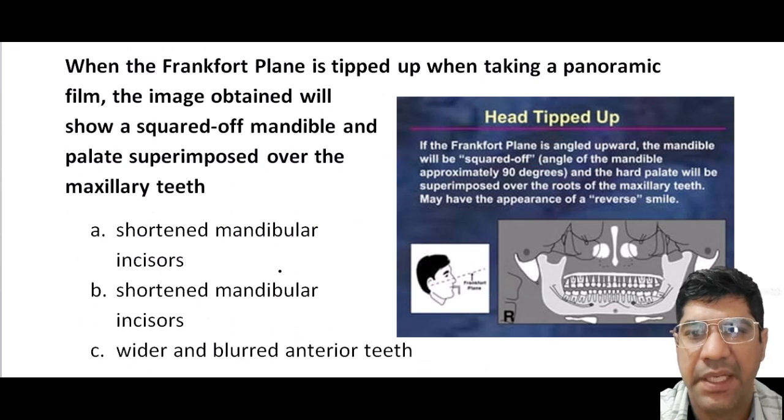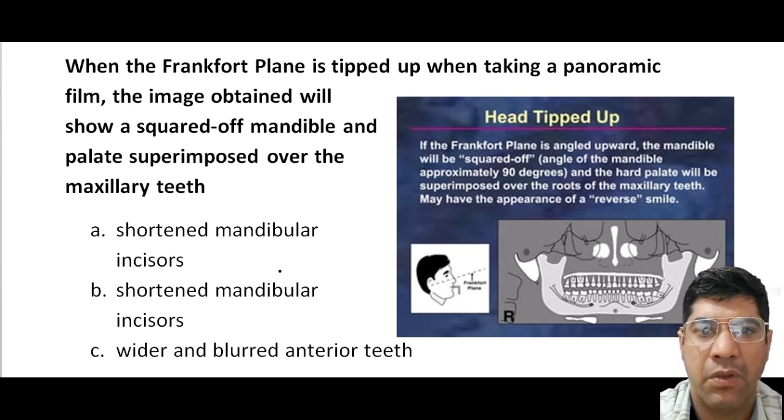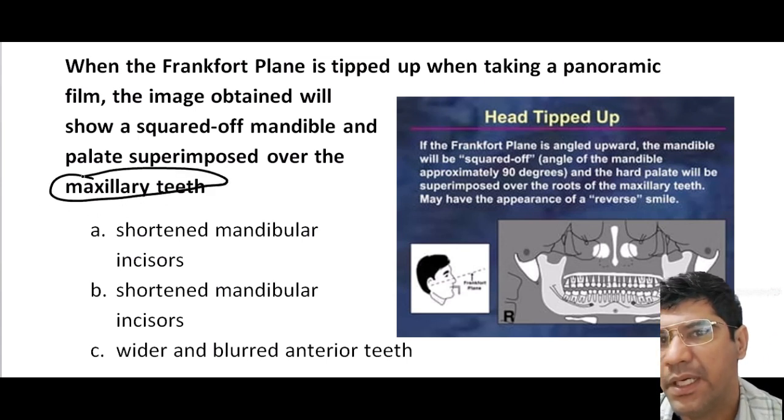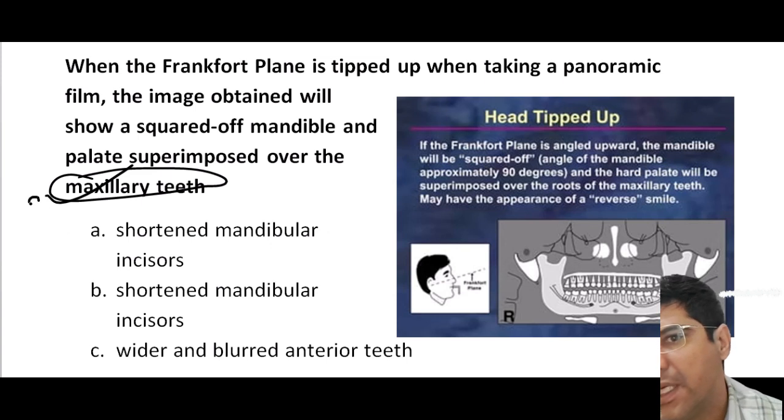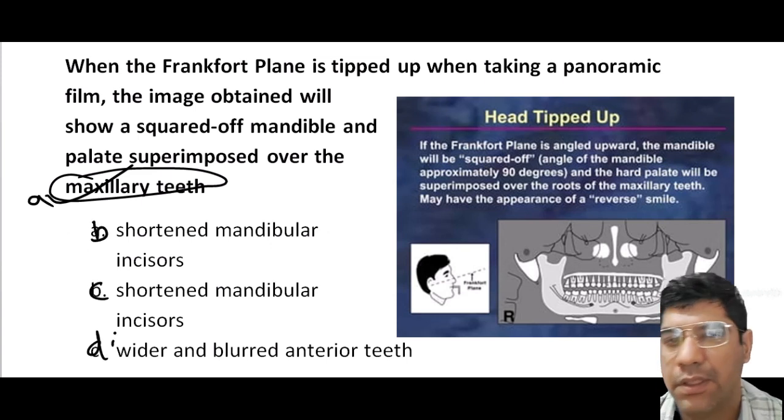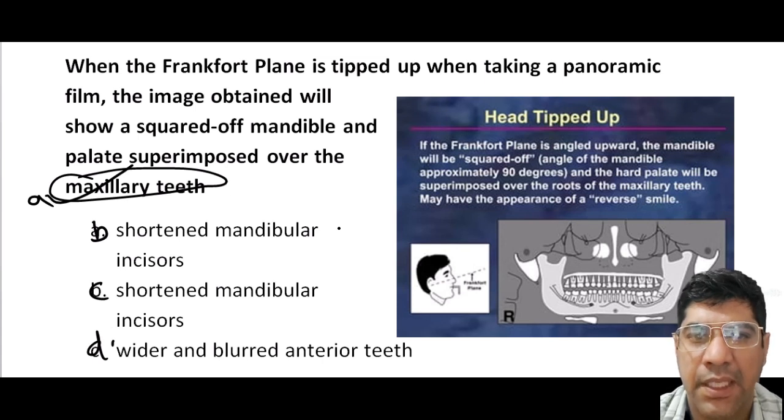When the Frankfurt plane is tipped up while taking a panoramic image, the image obtained will show a square of mandible and palate superimposed over maxillary teeth. So the answer would be maxillary teeth here. So this is option A, B, C and D. The Frankfurt plane is an imaginary plane that ensures the patient's head is properly positioned. If it is tilted upward, it can affect the alignment of the X-ray, causing the lower jaw and the upper jaw to appear squared off and overlap each other in the X-ray.